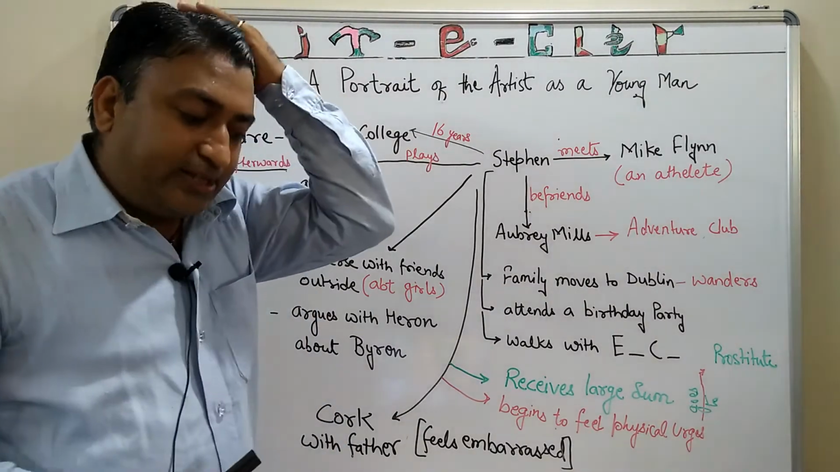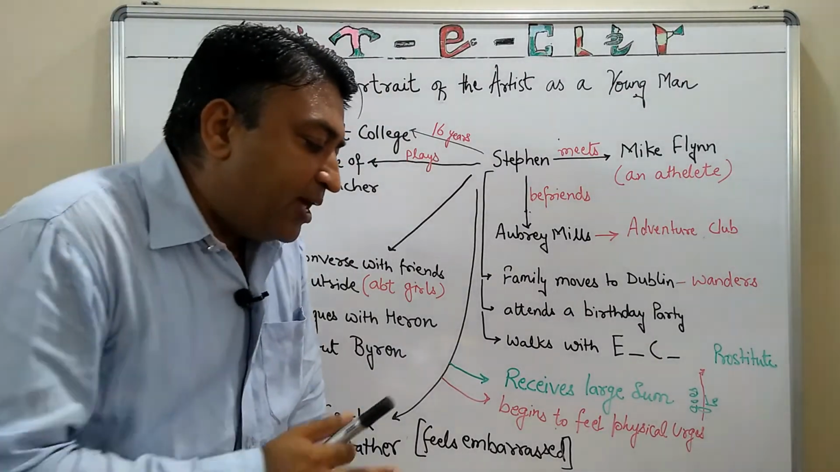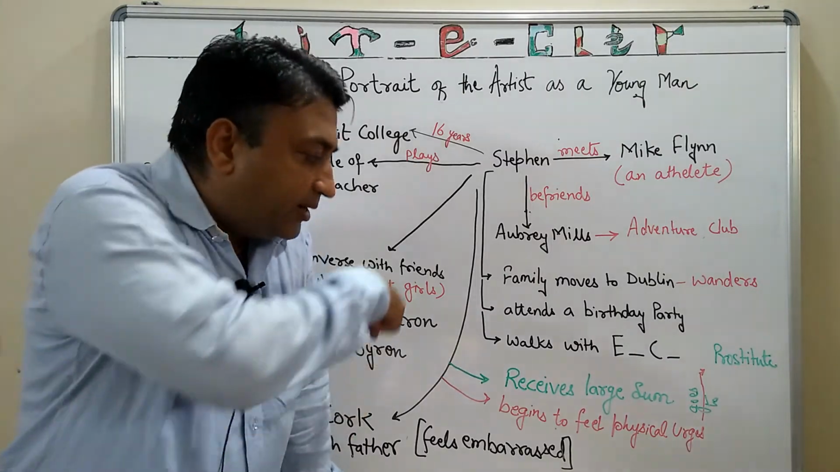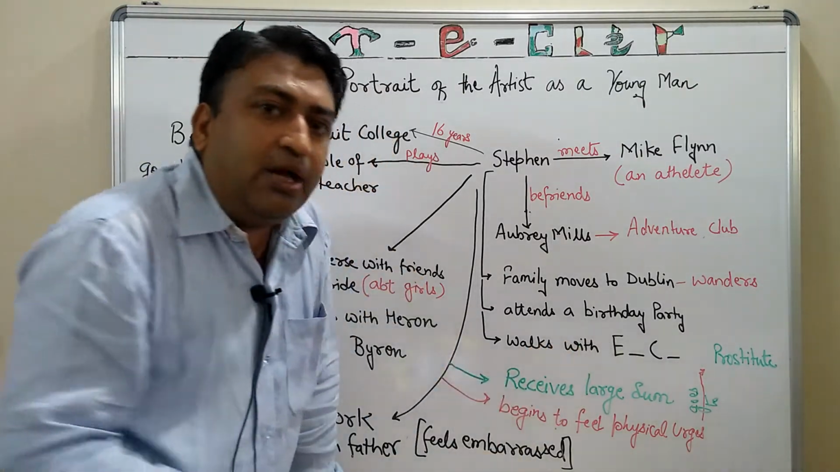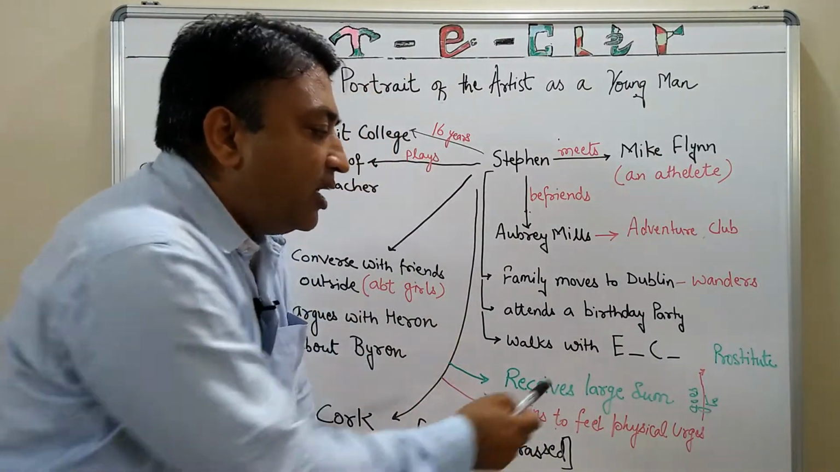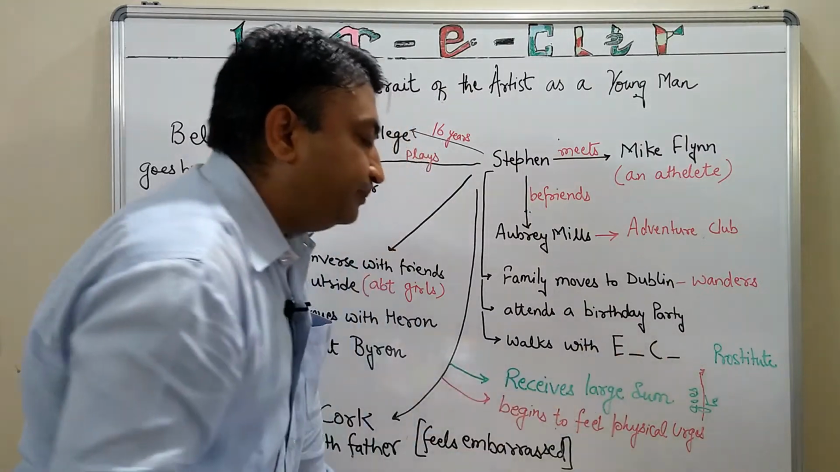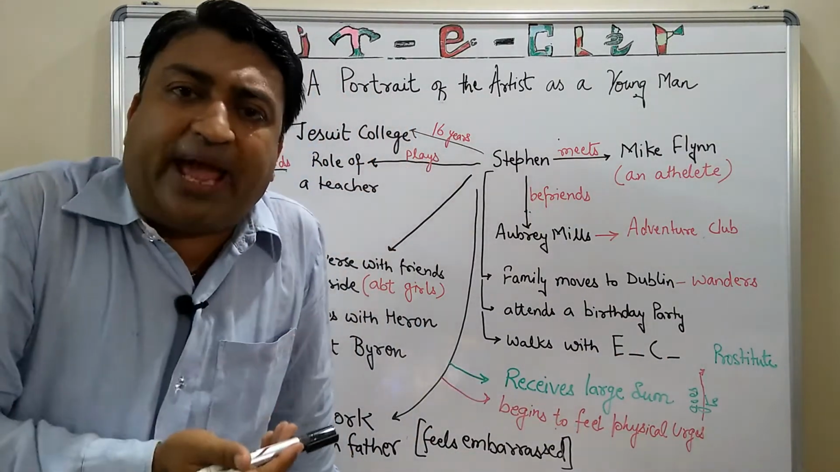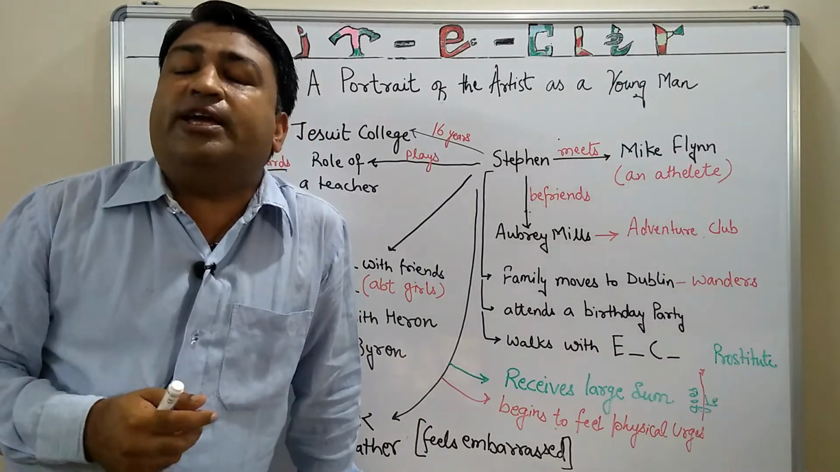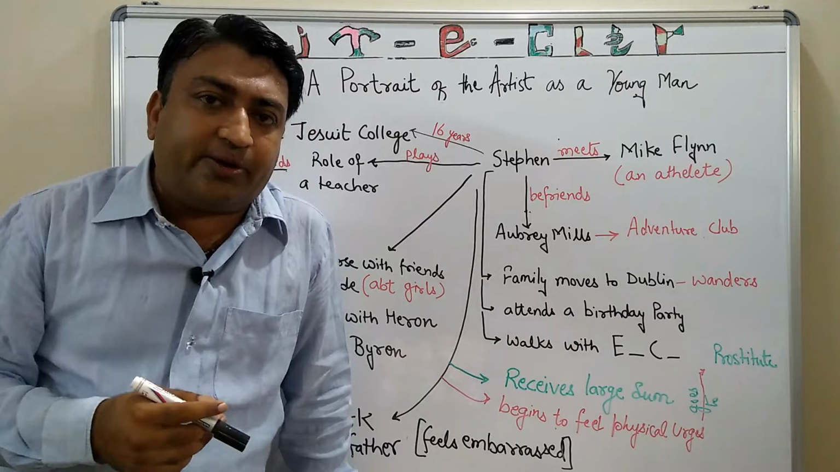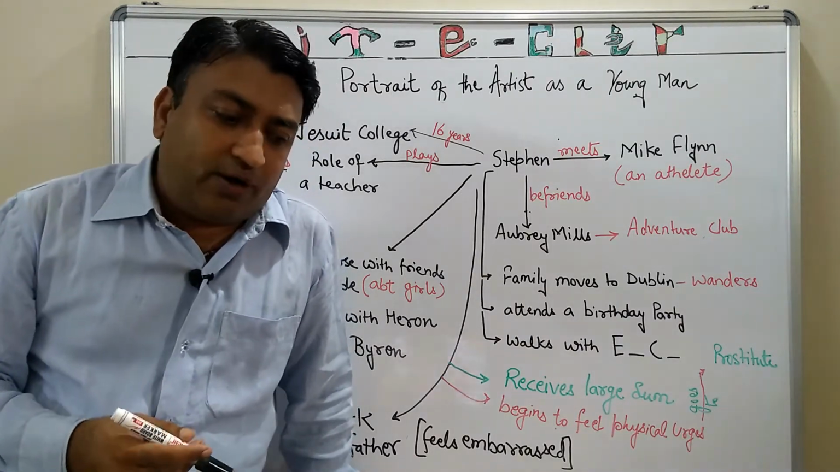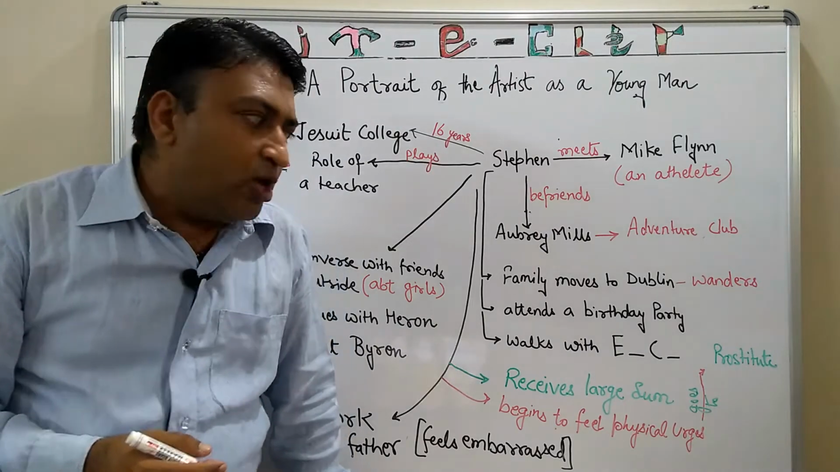A very curious incident happens at this time. He attends a birthday party, and at that particular party he meets a girl. We don't have the full name of the girl, and in the novel she is mentioned like this, E and C. And he walks back with this girl, they board the same tram, and he is so fascinated, so attracted by her beauty that he tries to compose a poem for her. Obviously he is not able to do so.